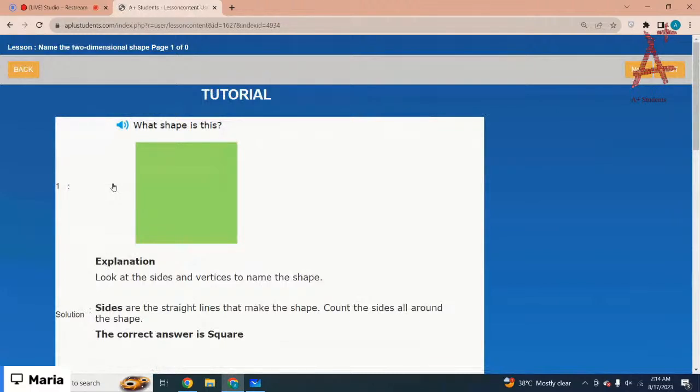Okay, so you are given a shape, you have to see what shape this is. Just look at the sides and vertices of the shape, right? Sides are the straight lines that make the shape. When you count the sides, the shape has four sides, right? So the shape with four straight lines is a square. So that means this is a square.